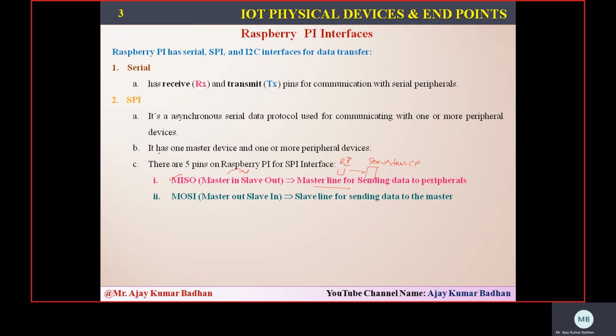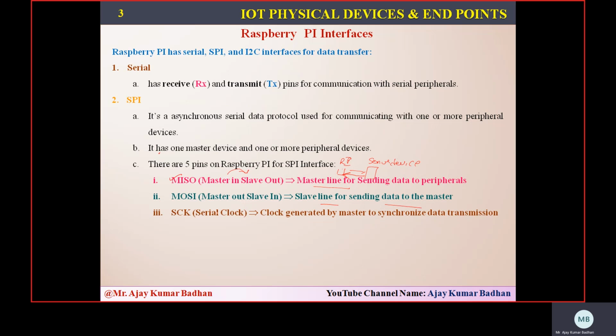And the next one we have is MOSI. MOSI is nothing but master out slave in. It is also another communication channel to transmit the data, but this time it is reverse. From the sensor device, the data will be transmitted to the Raspberry Pi inbuilt component. That is what comes under MOSI. So it is a slave line for sending the data to the master.